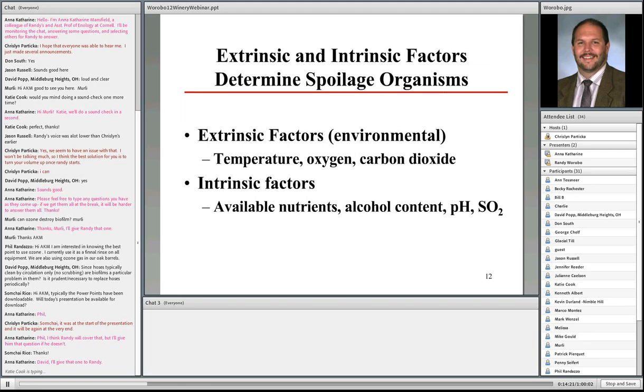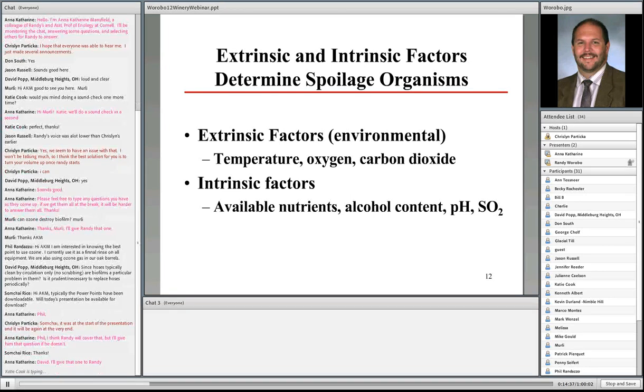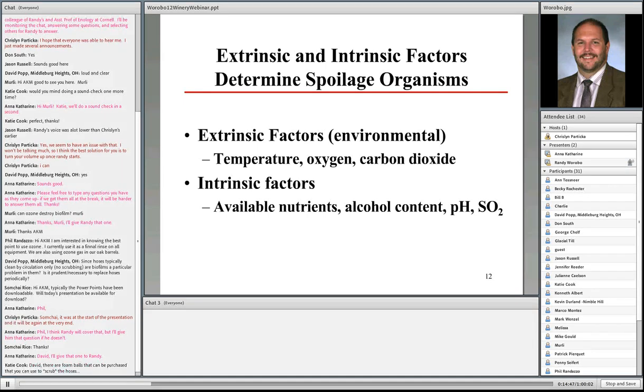What determines a spoilage microorganism's likeliness of occurring? It's based on extrinsic as well as intrinsic factors. Extrinsic is the temperature that you hold the wine, how much oxygen is there. Carbon dioxide present can also be a deterrent, especially for Acetobacter. Acetobacter are strict aerobes, so if you eliminate the oxygen, you're going to be eliminating the potential for Acetobacter to grow. At the same time, you have the intrinsic factors of the wine itself.